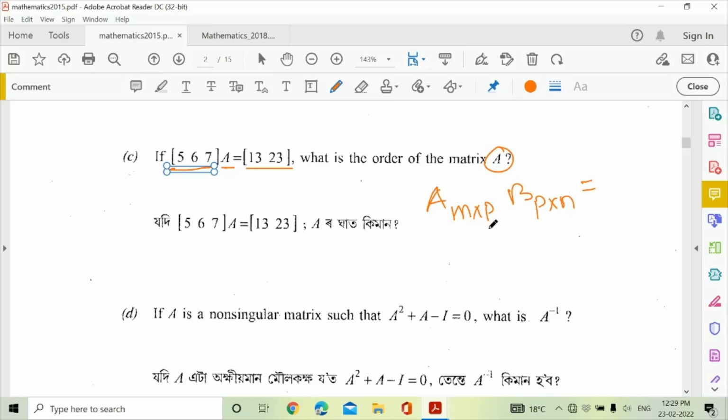For multiplication to exist, the number of columns of the first matrix should be equal to the number of rows of the second matrix. Then you will have a new matrix, and the order of the new matrix will be M by N. It is known to you. Remember, we are going to use this concept.